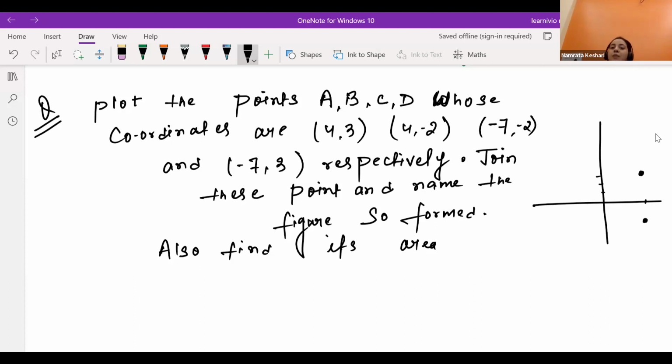Now x is minus 7 and y is minus 2. Okay. To me, it looks like a rectangle. Then x is minus 7 and y is 3. It looks like a rectangle to me. Just a moment, let me join.